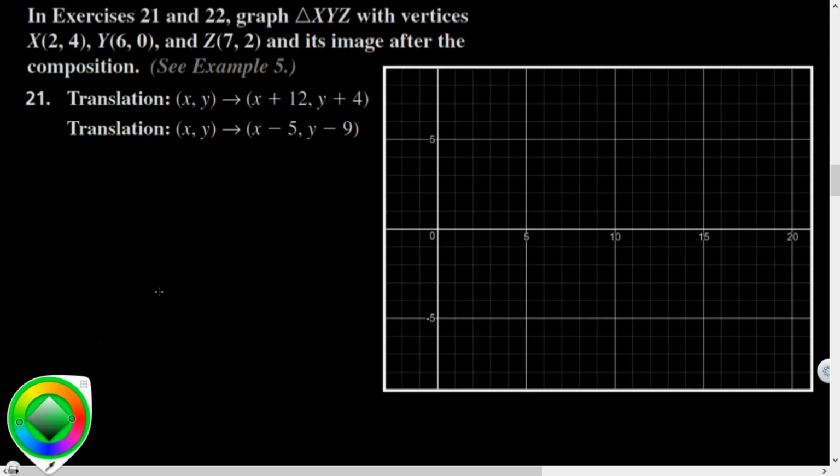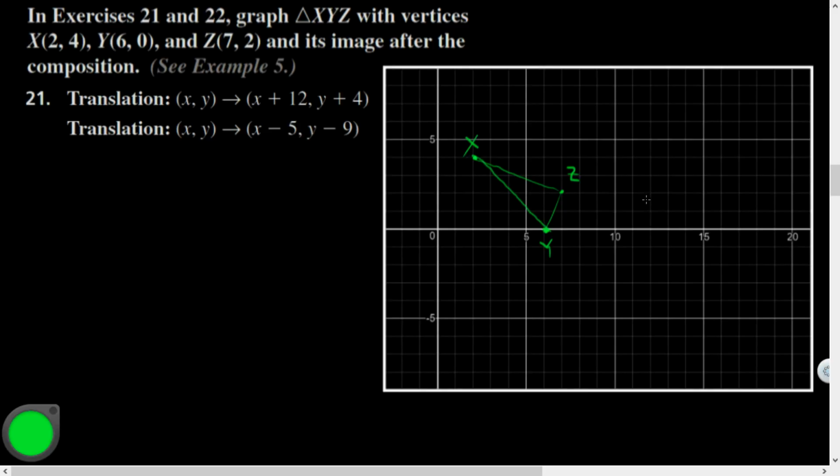Ooh, looks like I gave us a giraffe here. Let's see if I can plot some points. Over 2 up 4 is x. Y is over 6 up 0, and z is over 7 up 2, so there's z. I could try to draw a triangle here, but that was actually a pretty good line. I'm proud of myself for freehanding that.